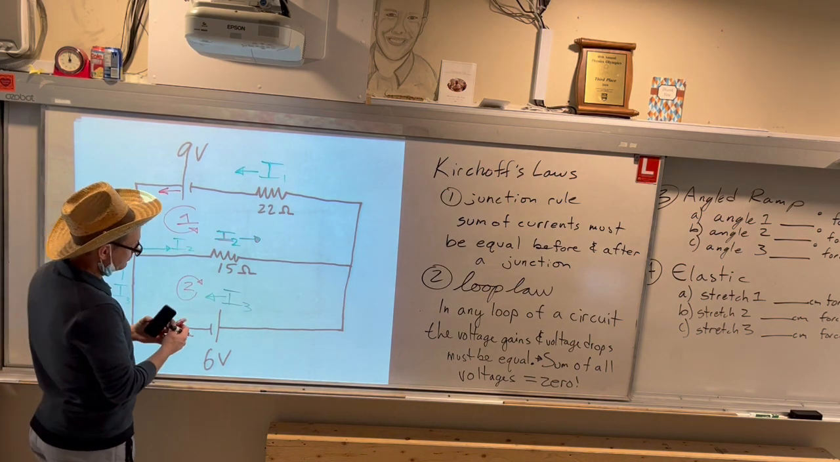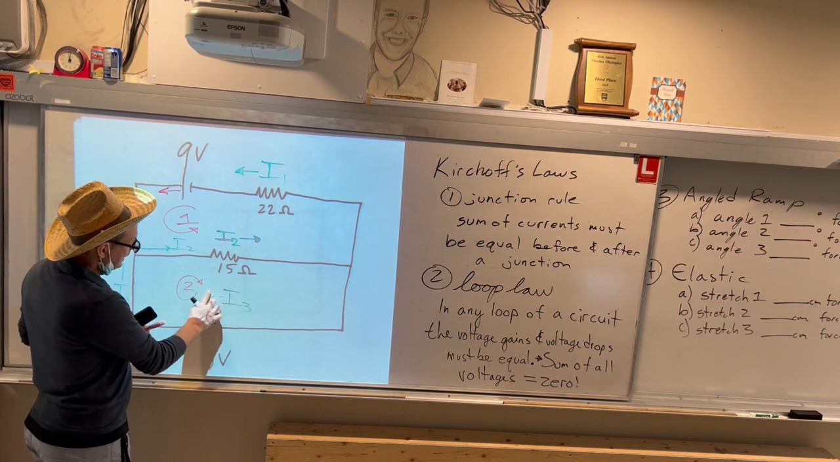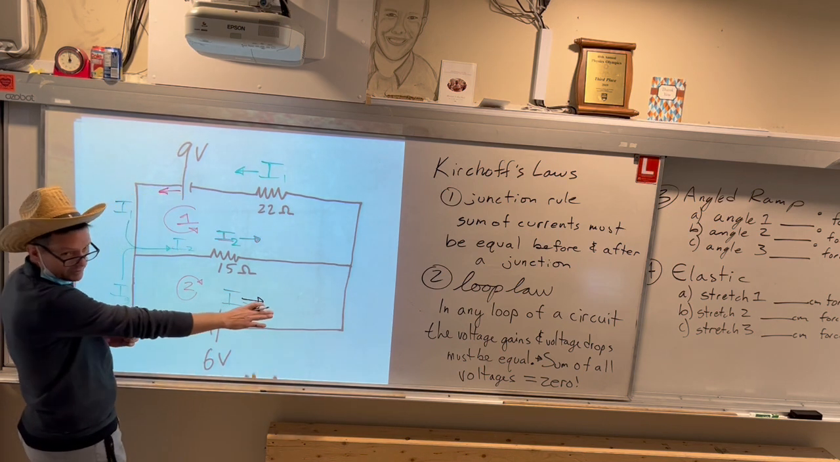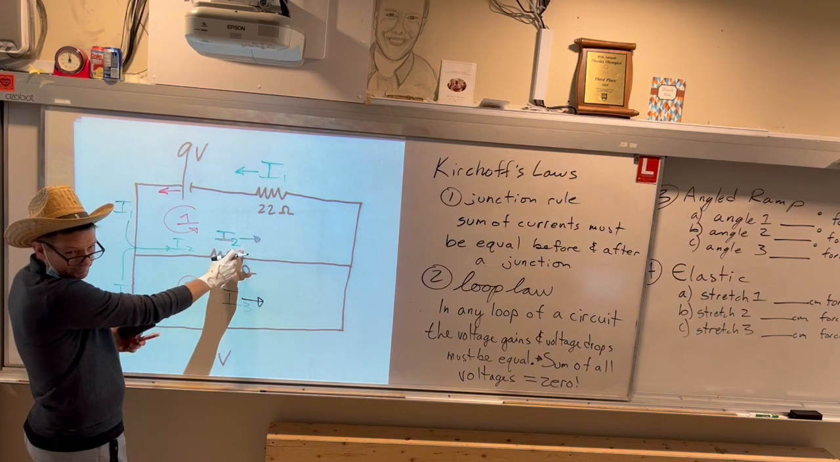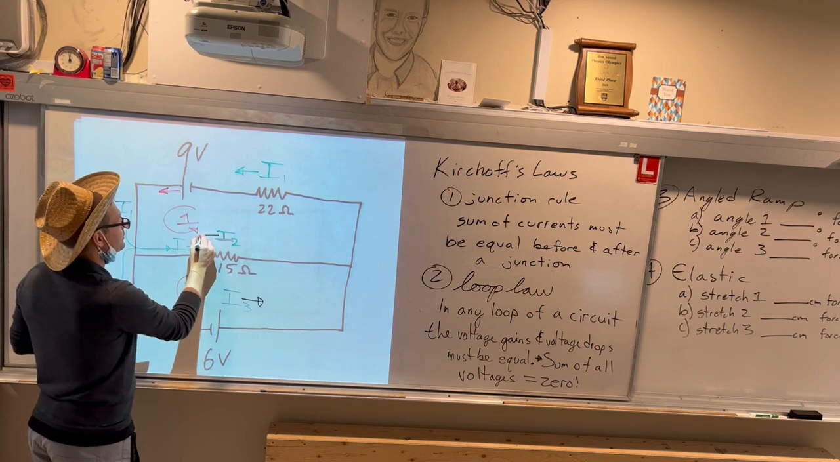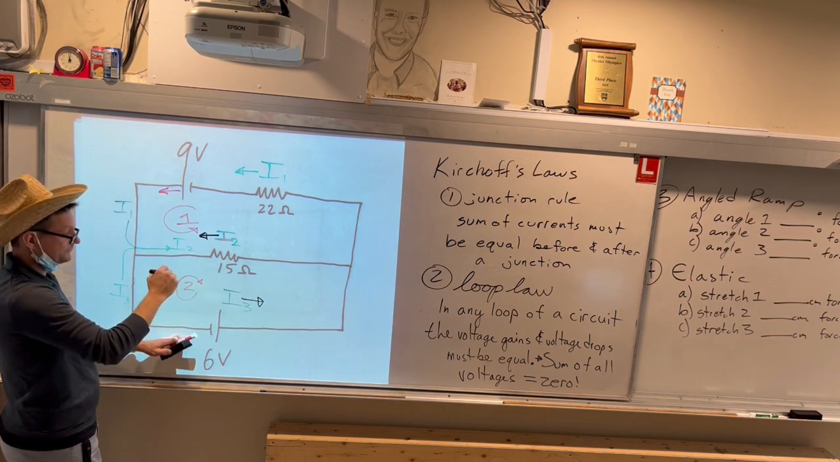So your current, because this I3 came up as negative, it's actually not going the way we thought. It's actually going forward. So the 6 volt is powering this. The I2 is also negative, wasn't it? Okay, so it's actually not going the way we thought. It's actually going to the left. And so the 6 volt's going around this loop.